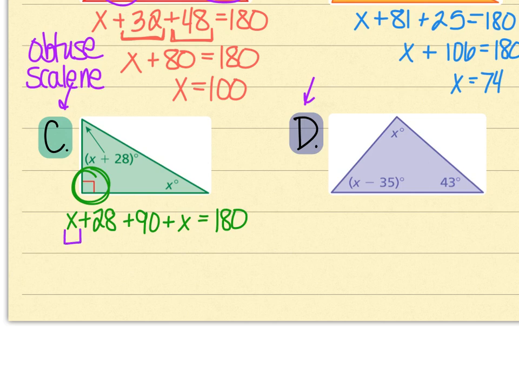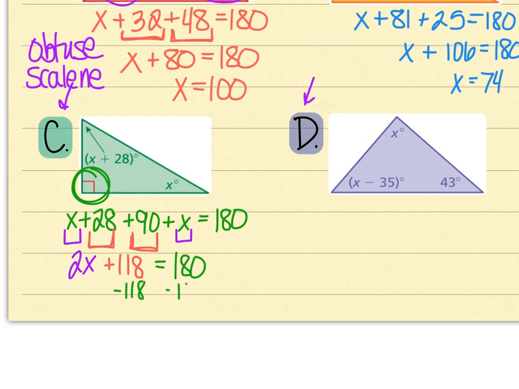So now I'm going to combine my like terms. I've got an x and an x. 1x and 1x makes 2x. And then I've got a 28 and a 90. And 28 plus 90 is 118. And then I know that's going to equal 180. So now I just solve this like normal. I'm going to subtract 118 from both sides. And so that's going to be 62.